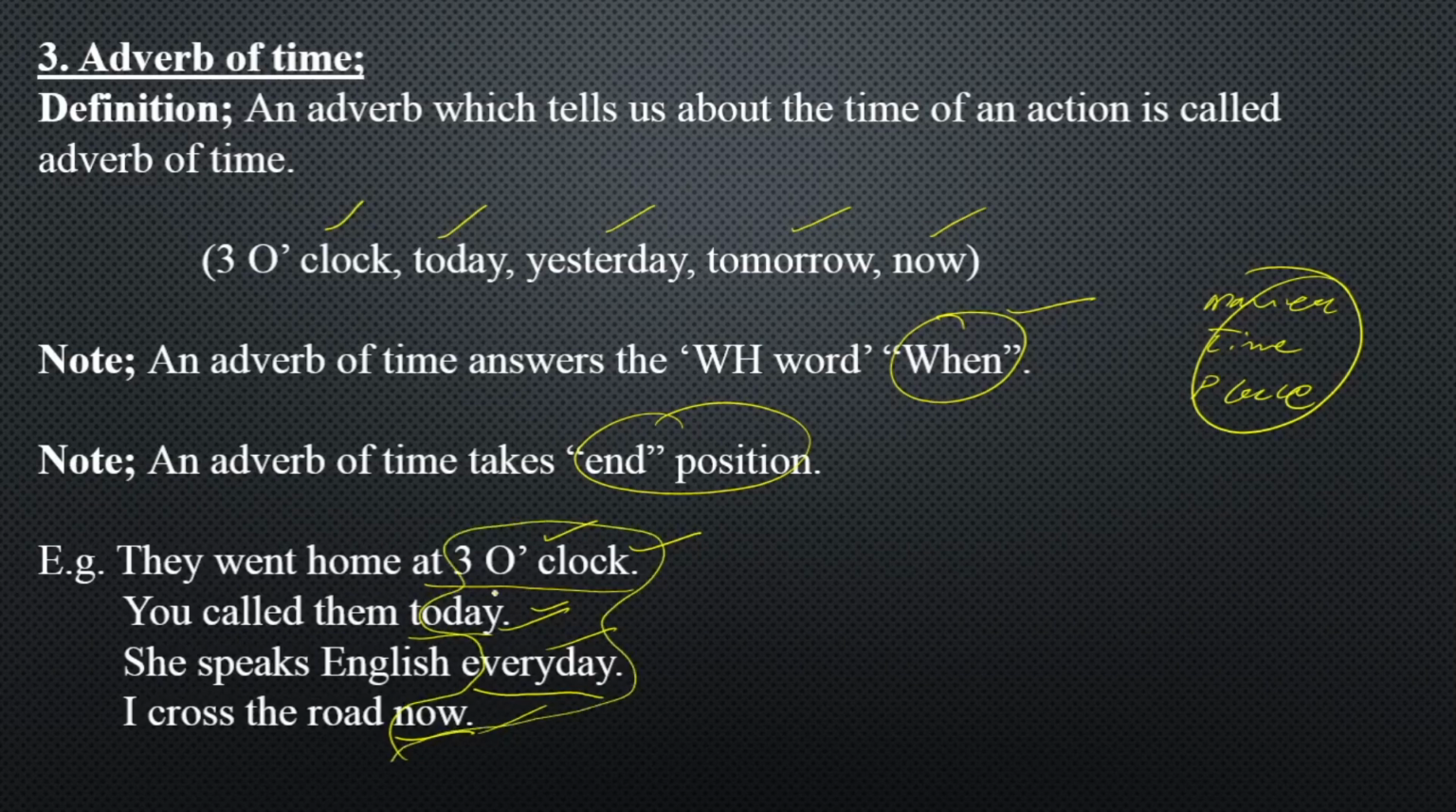So 3 o'clock, today, every day, and now are the adverbs of time, which are adding something in the meaning of verb and telling us the time of an action. So 3 o'clock is adding something in the meaning of verb go, telling us the time of an action, and today is adding something in the meaning of verb call and telling us the time of an action, and every day is adding something in the meaning of verb speak and time of an action. Now is adding something in the meaning of verb cross and time of an action.